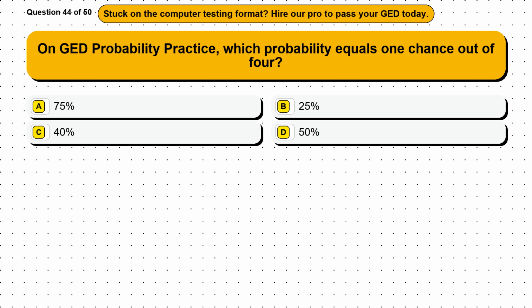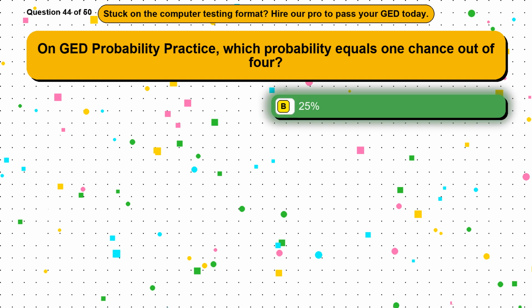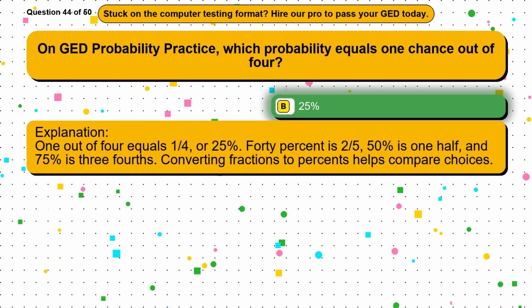Question 44. On GED probability practice, which probability equals 1 chance out of 4? Option A, 75%. Option B, 25%. Option C, 40%. Option D, 50%. The correct answer is option B, 25%. 1 out of 4 equals 1/4, or 25%. 40% is 2/5, 50% is 1/2, and 75% is 3/4. Converting fractions to percents helps compare choices.